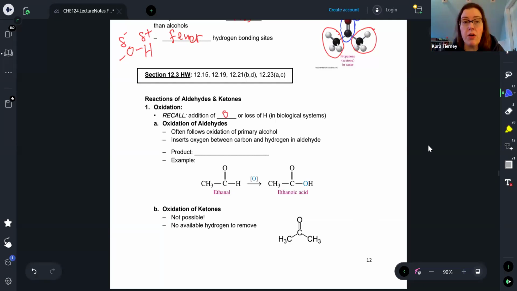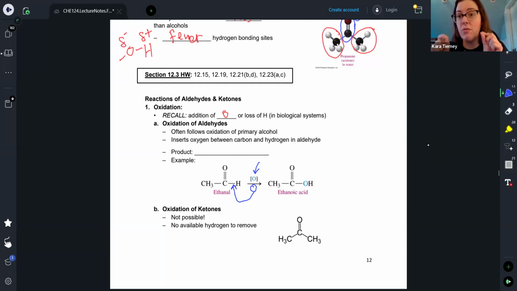So, how it works in the case of aldehydes is, for oxidation, you're always going to see that oxidizing agent over the arrow. The oxidizing agent donates an oxygen, and that oxygen does something kind of funny. It removes the H from the carbon and inserts itself right between the carbon-hydrogen bond within the aldehyde. This creates a new functional group called a carboxylic acid.